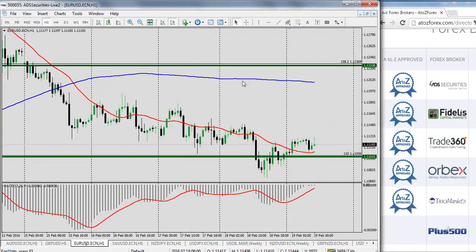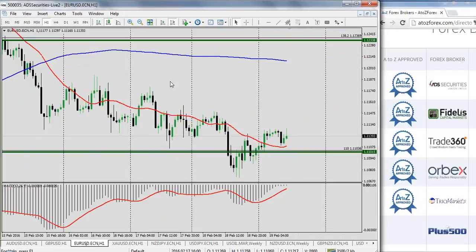On euro dollar, we saw the pair attempting to break below our previously set support level, which was at 1.11. It was yesterday. The pair went below that level approximately 30 pips, but couldn't sustain itself and continued its sideways range development once again.